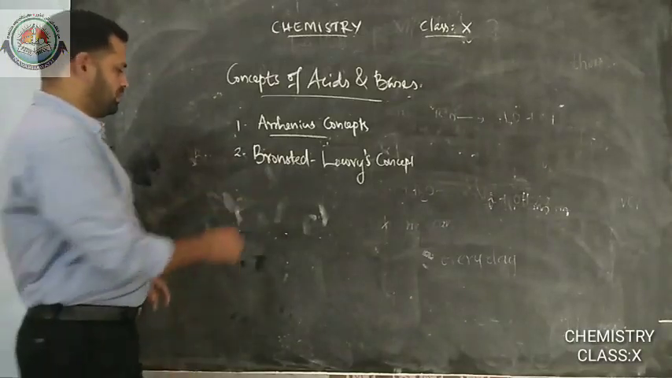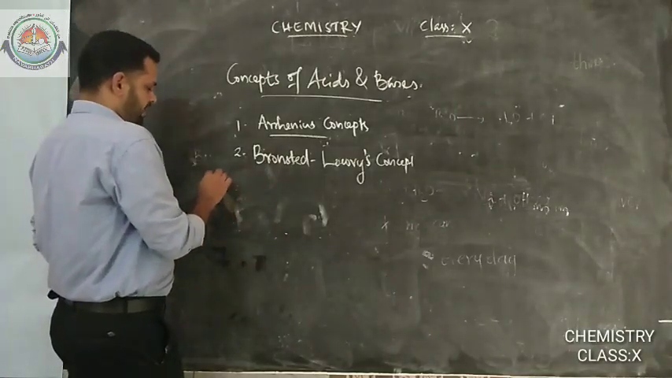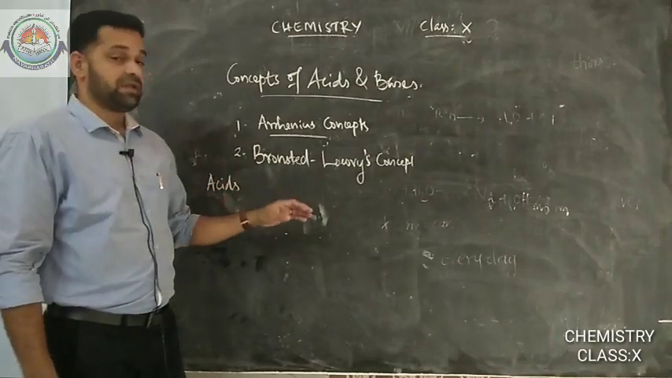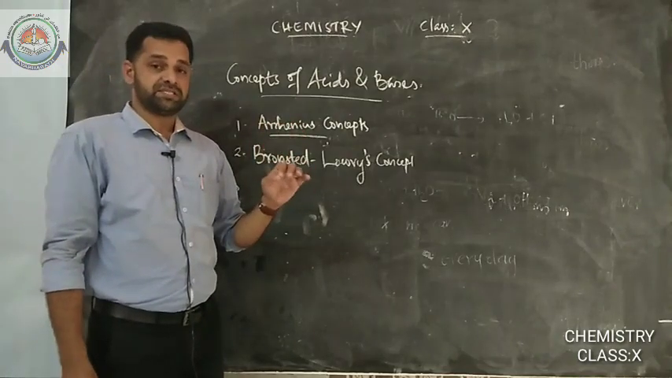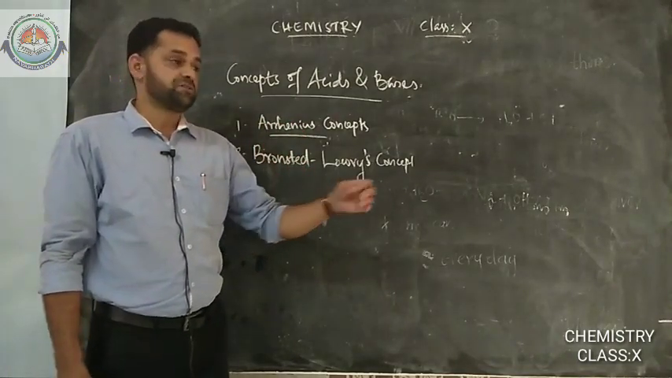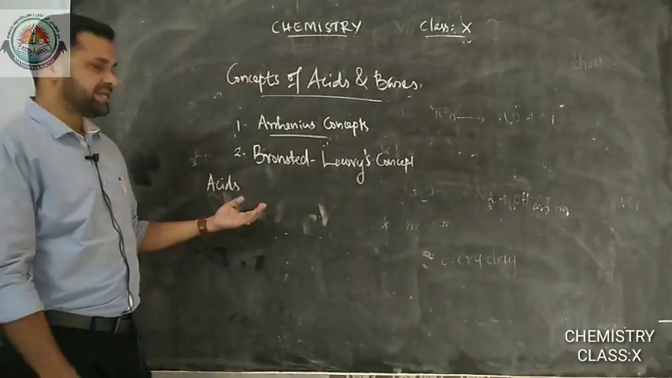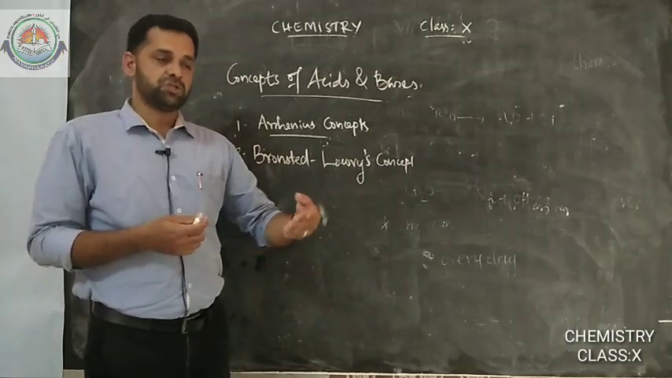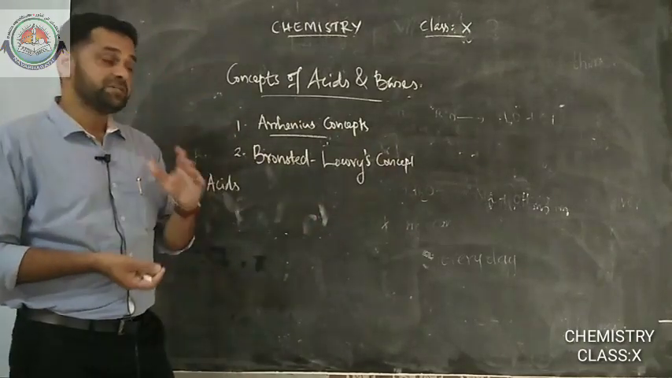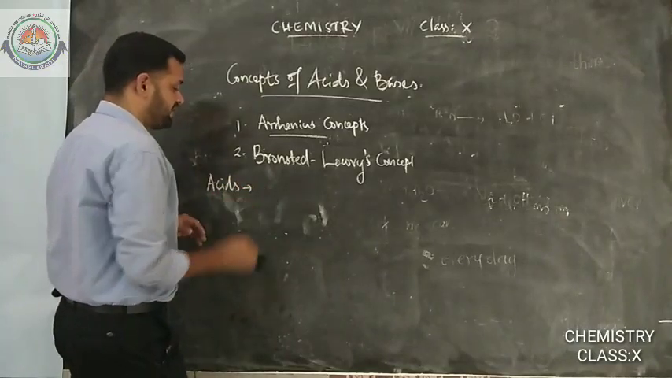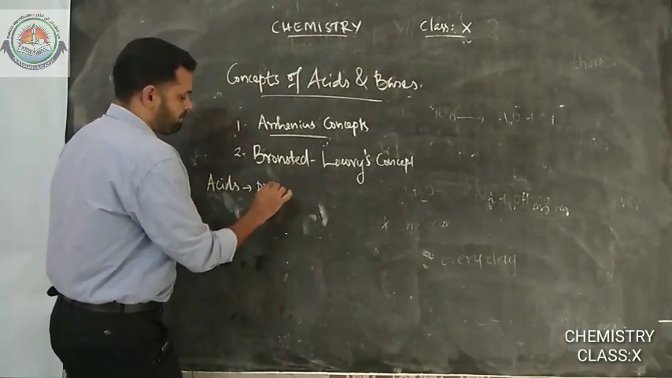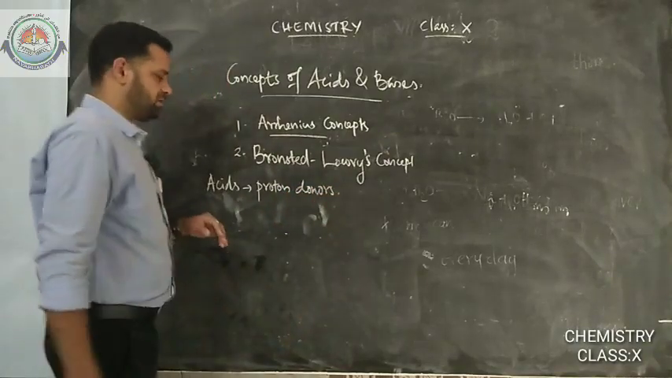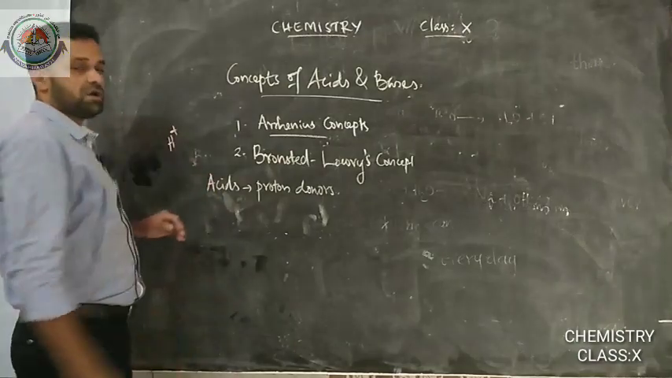So, according to Bronsted-Lowry, acids are the substances which are capable of giving hydrogen ion, that is H plus ion, when it reacts with other substances. So, when an acid reacts with other substances, they donate H plus ion to other substances. Or otherwise we can define acids as proton donors. We know H plus ion is called a proton, isn't it?